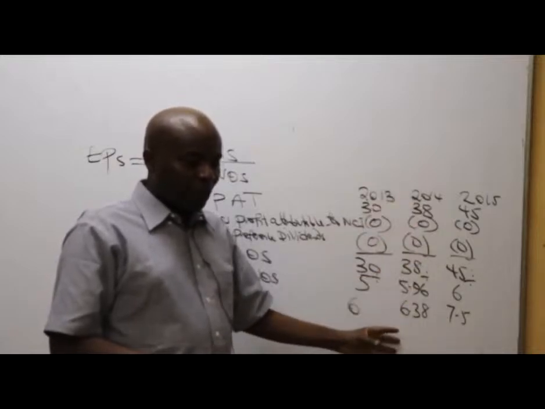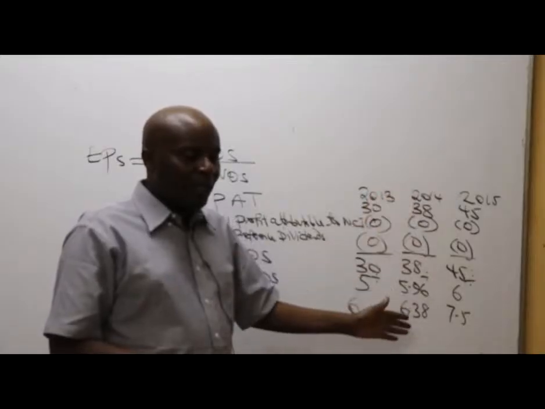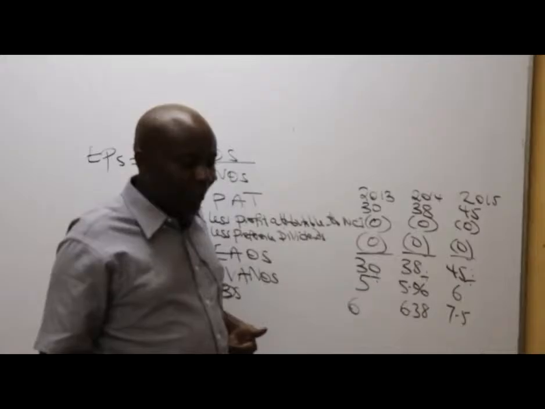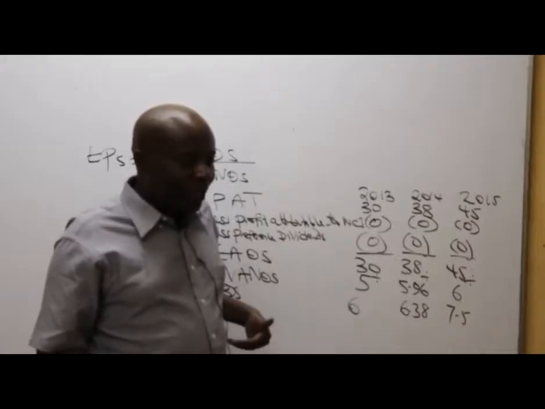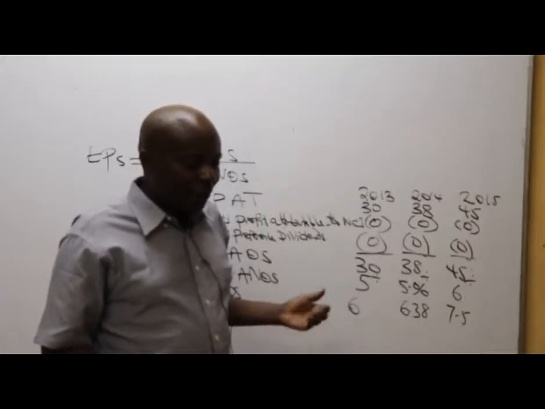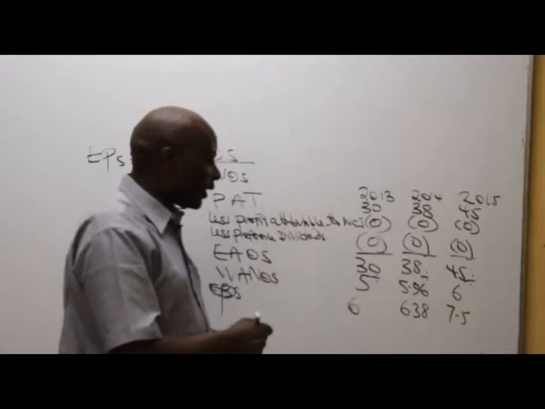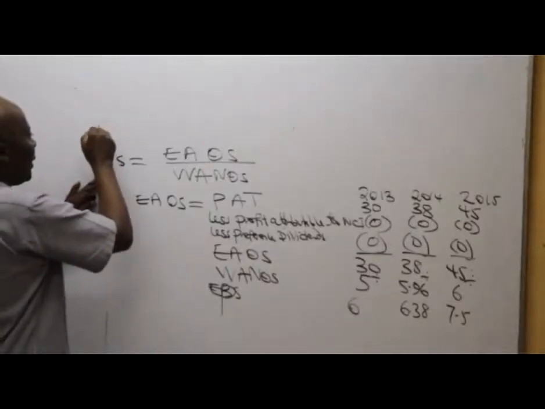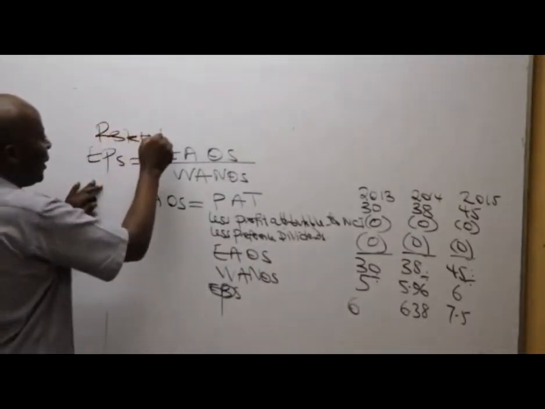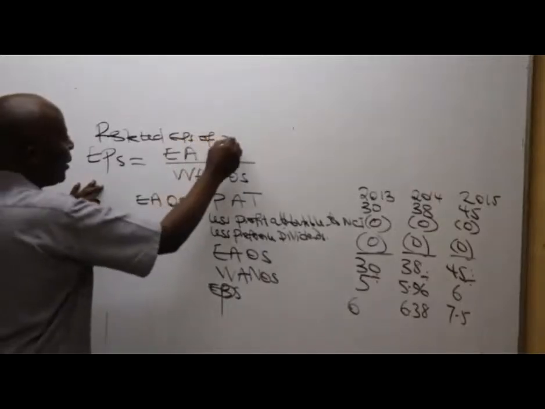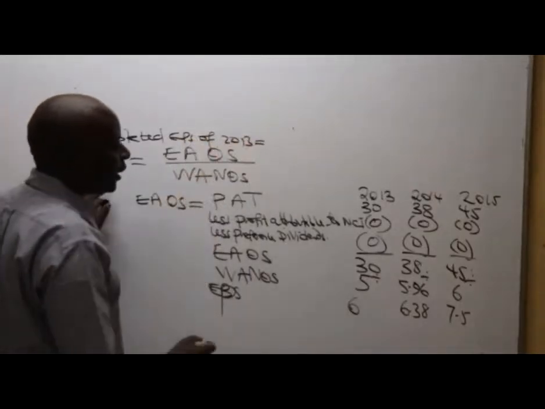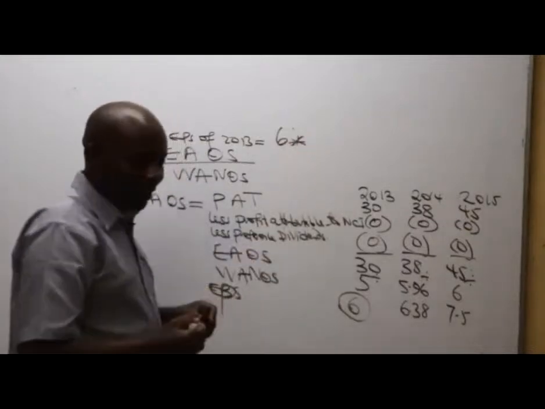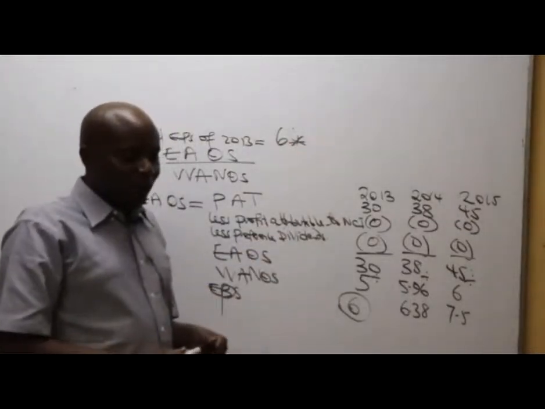So when you have a bonus element in any year, remember the previous years must be restated. Do you remember that concept of restating the comparative? Don't make comparisons directly. So I would want us to restate the one of 2013. So give us the restated EPS of the year 2013. So I'll take the old EPS times what? So I'll take 6 times what?